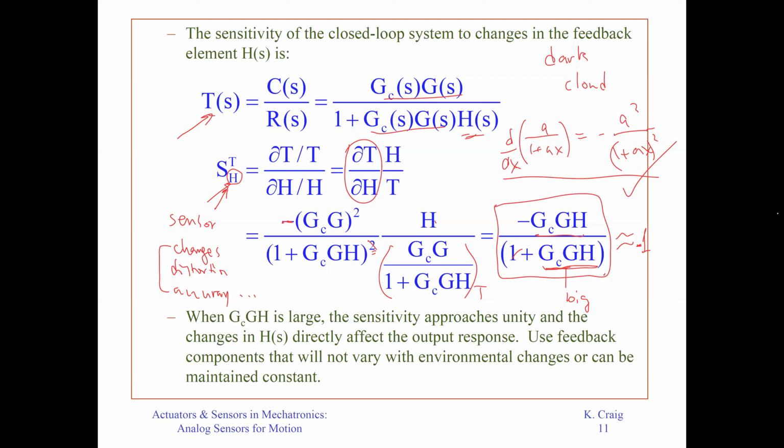Of course, it's a minus 1. Remember, I said 1 means if you have anything here, you cannot reduce the sensitivity. So in other words, if your sensor is lousy, this lousiness will show up on the T here.